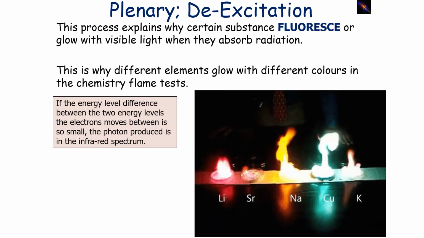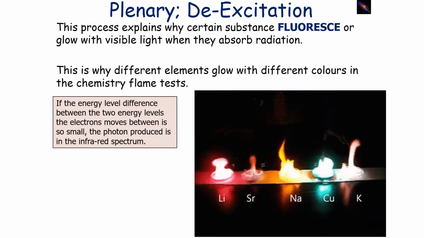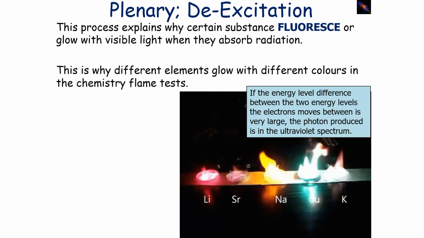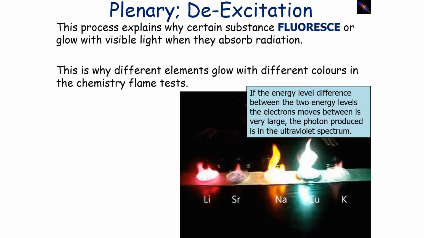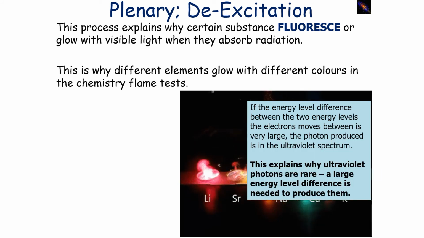So if the energy level difference between the two levels is small, then the photon is produced in the infrared spectrum. If the energy level difference between the two energy levels the electron moves between is very, very large, the photon is produced in the ultraviolet spectrum. Now this explains why ultraviolet photons are so rare. You need a large energy level difference in your atom to produce them.